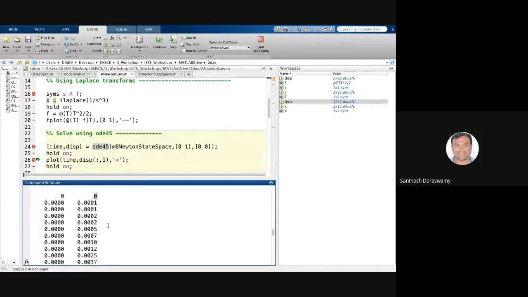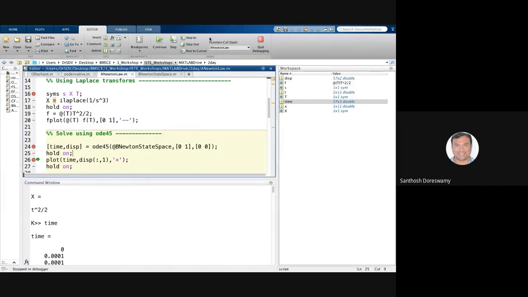So you will have the displacement vector given by this column and the velocity vector given by this column for all values of time. If you see the size of time, it is a 57 cross 1 column vector, whereas displacement is 57 cross 2. So for every value of time, you will have 2 columns, with the first column representing the displacement value and the second column representing the velocity value.